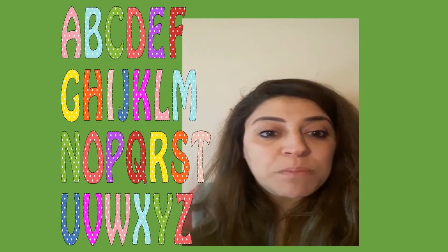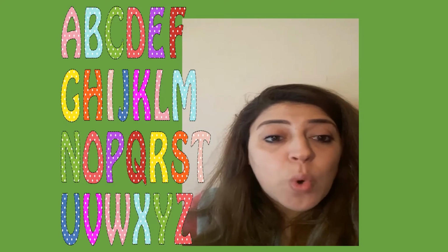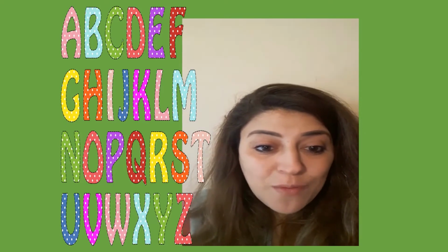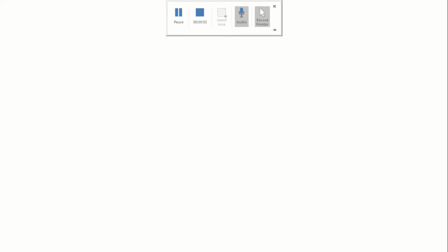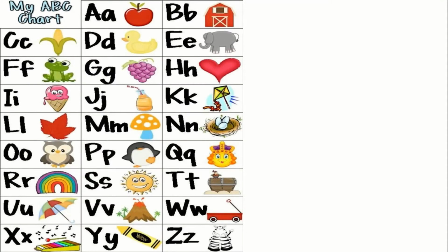Today we are going to start with a new letter. But before we start with our new letter, we are going to revise all the letters we took till now. Are you ready? This is our letter chart. In this chart, we can find many letters we know till now. And we are going to revise them.